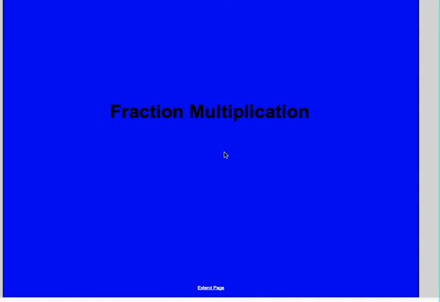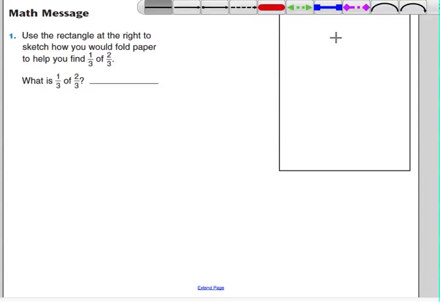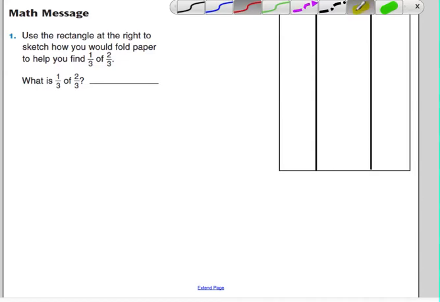Video 57 for Math Lesson 8.6, Fraction Multiplication. In your math message, you were asked to complete this problem. Okay, so when you used the paper folding technique at the right here, you need to take your first fraction, 1/3, and divide this into thirds, and then shade 1/3.